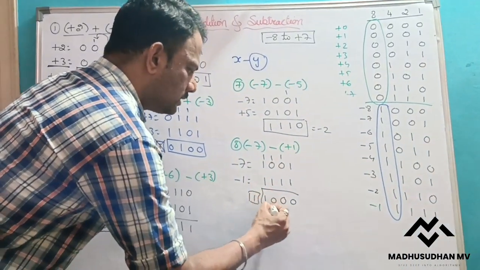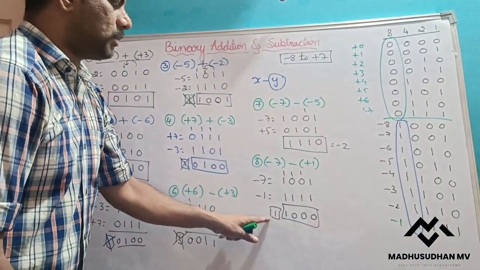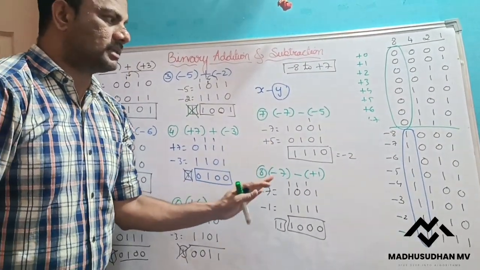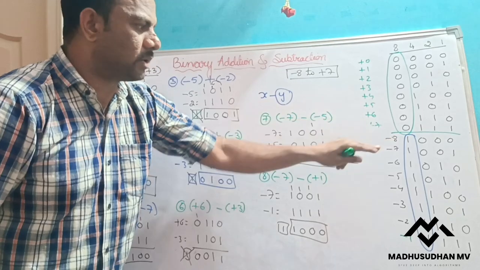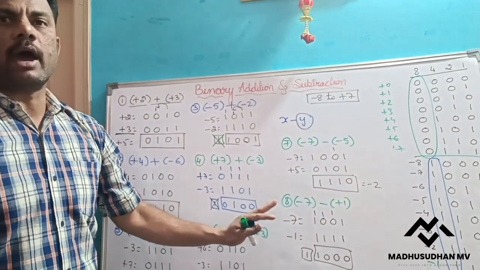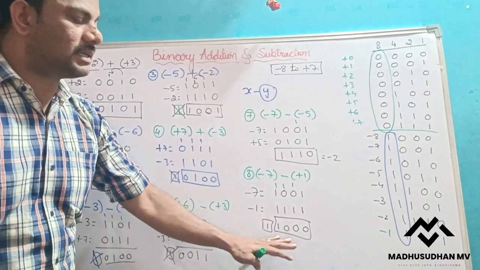Okay, now what is this? 1001 is minus 8. And this is minus 7. Minus 7 plus 1, actually I should get what? Minus 6. Minus 6 is 1010. But the answer is not falling in the range, so it is a wrong answer. The answer does not come in the range, so the answer is wrong.